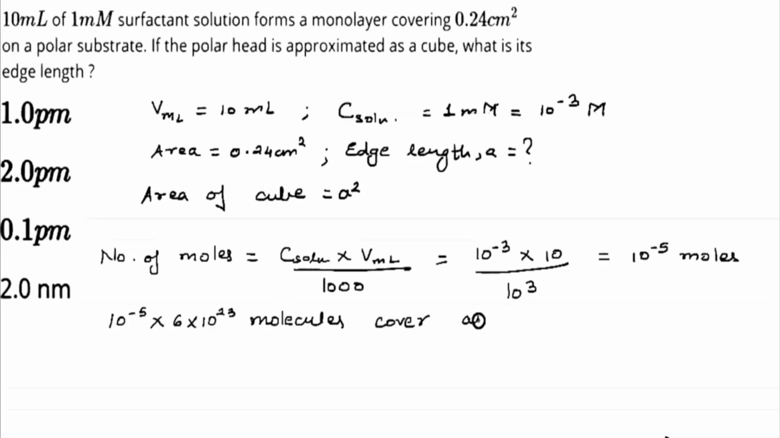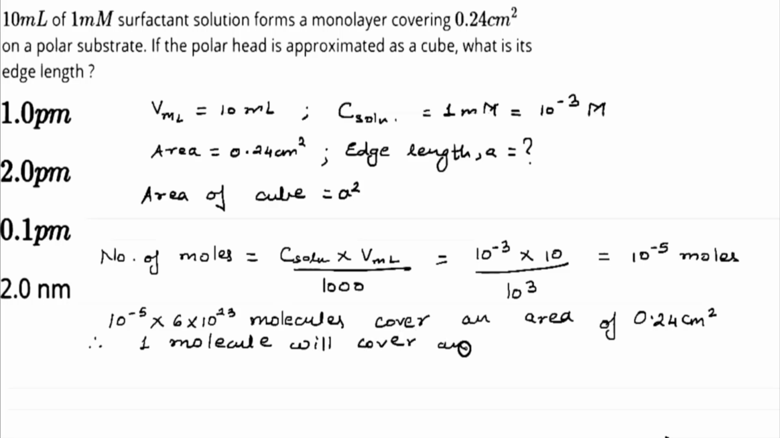Now these many molecules cover an area of 0.24 cm square. Therefore, one molecule will cover an area of 0.24 divided by 10 raised to minus 5 into 6 into 10 raised to 23, isn't it? That would be in centimeter square.